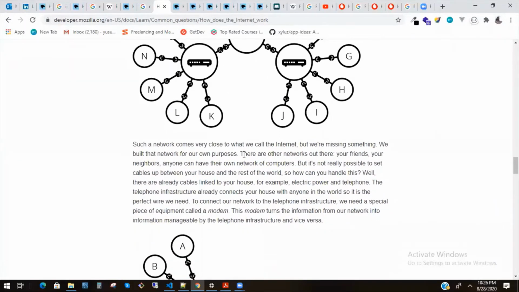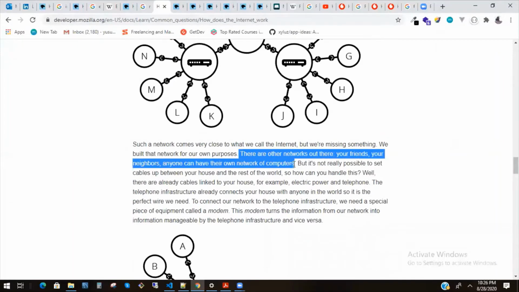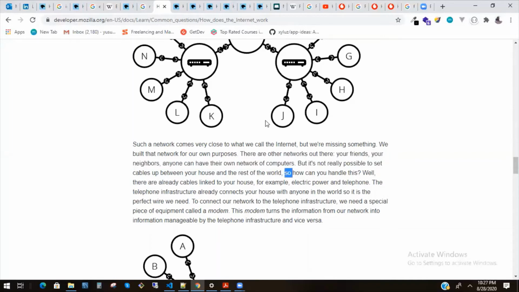You can see there are other networks out there: your friends, your neighbors, anyone can have their own network. It is not really possible to set up cables between your house and the rest of the world. You get that? You can't connect to them the way you set up your Ethernet cable here. So how can you handle this? There are already cables linked to your house.